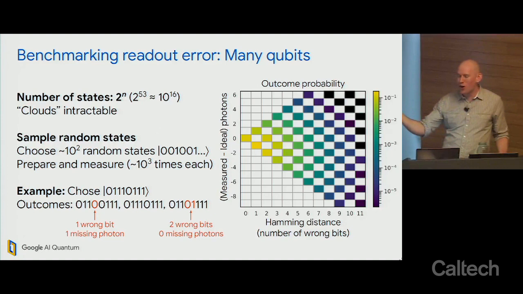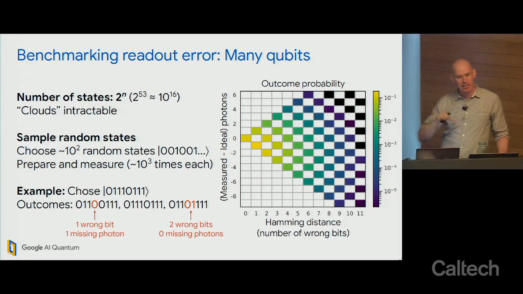But it was a 0 and a 1 that are wrong, so it sort of looks like there are zero missing photons. And this is what's plotted on the right. This Hamming distance is the number of bits that you got wrong. Of course, you want that to be 0. And this vertical axis is the difference between the number of measured photons and the number that you were supposed to have. And again, we want that to be 0.